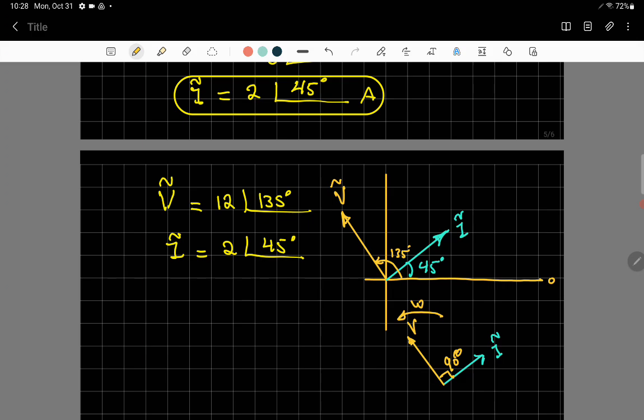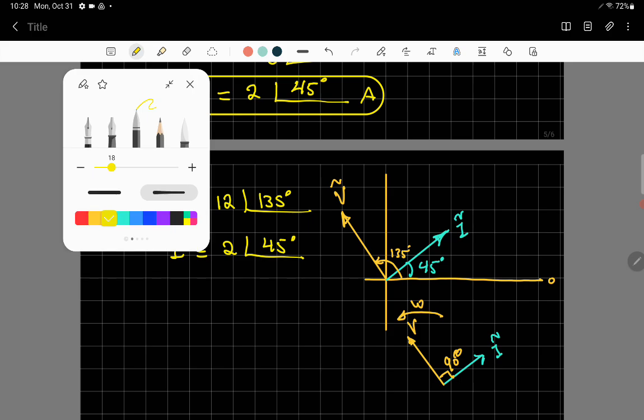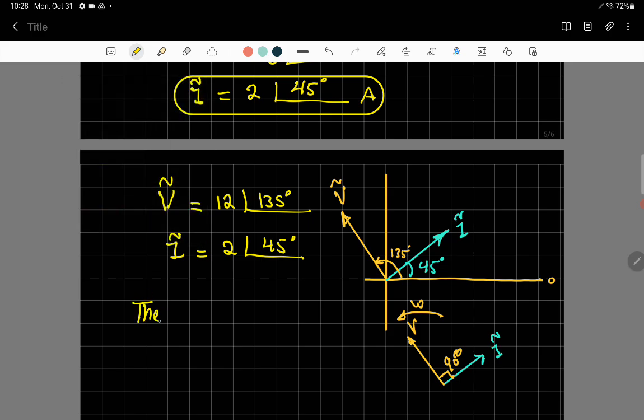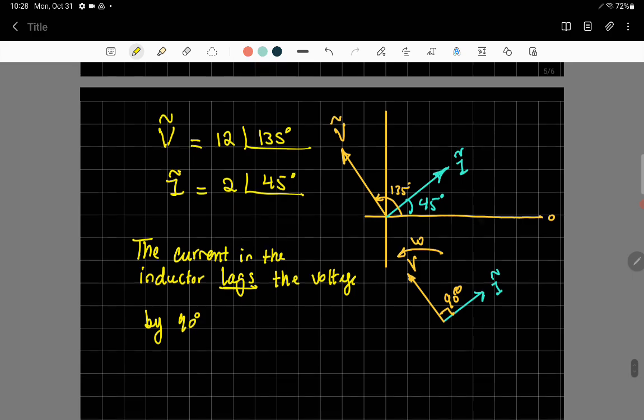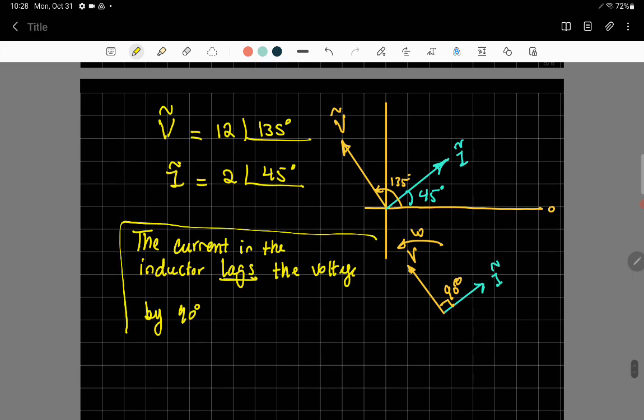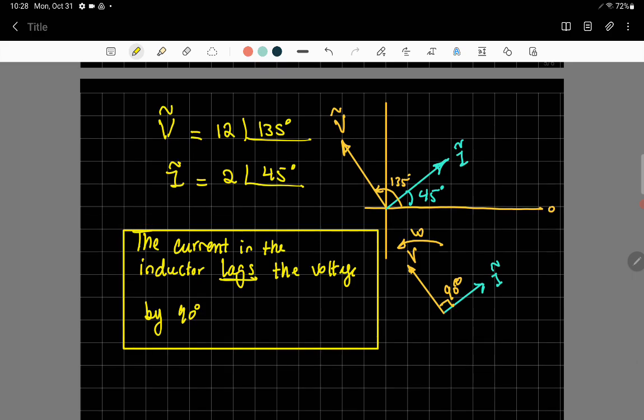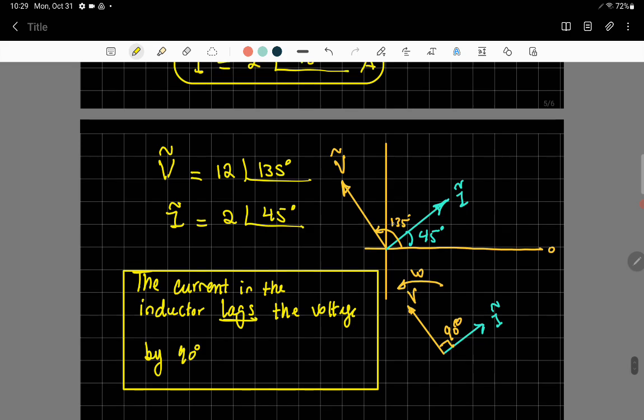So we'll say this important result. The current in the inductor lags the voltage by 90 degrees. It means that the current is always behind the voltage by 90 degrees in an inductor, always. You see, because if you subtract 135 from 45, you find 90 degrees.